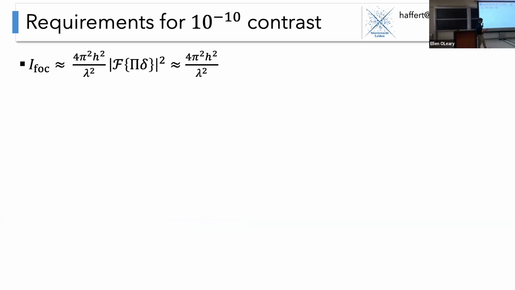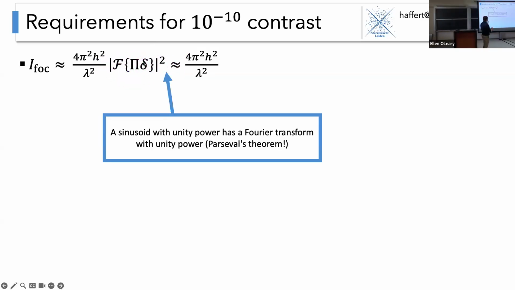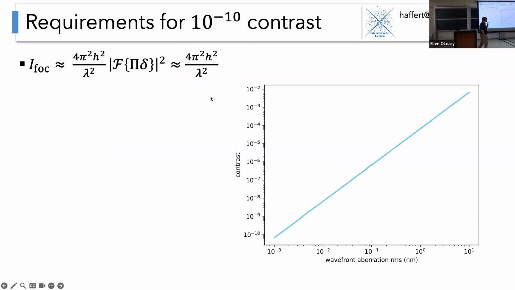We can also plot this. If we make this assumption, we look at the power, and for a sinusoid aberration, this Fourier transform amplitude, if you integrate it over the spectrum to get a feeling for how much power there actually is in your focal plane, integrates out to about order unity, because a sinusoid has order unity power, and the Fourier transform of it also has unity power. That's Parseval's theorem. So that means that roughly the contrast in your focal plane is 4 pi squared times the amplitude squared divided by lambda squared. We can fill that in and pick 700 nanometers or 750 nanometers. We like that wavelength because it's the wavelength where we can detect oxygen. And then here you can see the wavefront aberration in nanometers versus the contrast that we are achieving, the contrast that the aberration has.